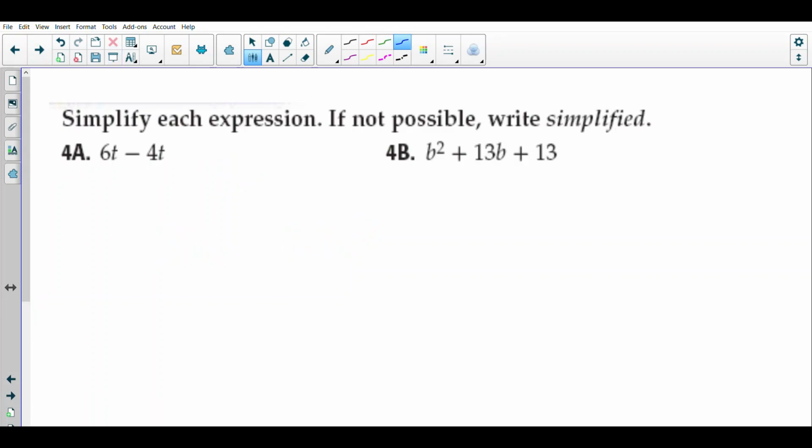So there's only 2 terms. Are they like terms? Yes, so I'm going to combine 6t minus 4t. If I have 6 t's and I'm subtracting 4 of them, I only have 2 t's left. So my answer is 2t.